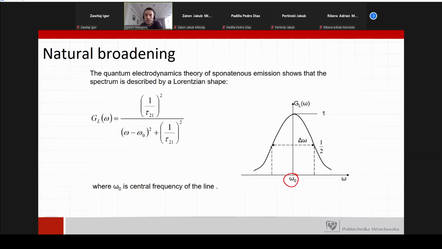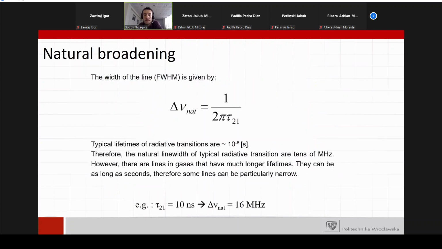So we have a central frequency and we have some full width at half maximum. And this is proportional to the transition lifetime. And in general, the longer the lifetime, the narrower the lines, okay? Because the full width at half maximum of this naturally broadened line is defined by this formula. So this is 1/2 pi times the lifetime.